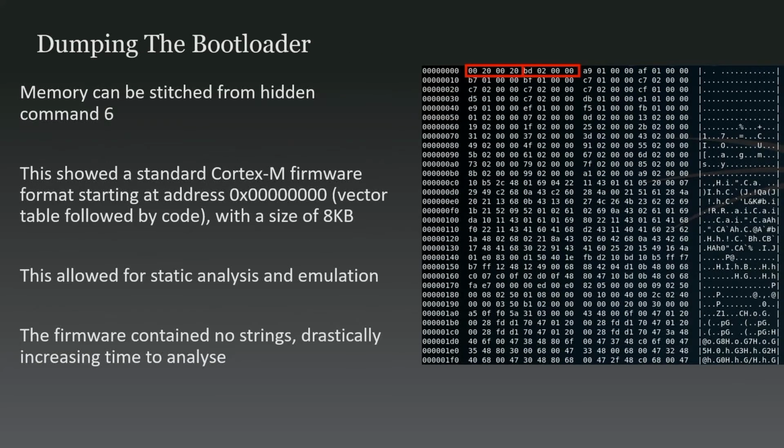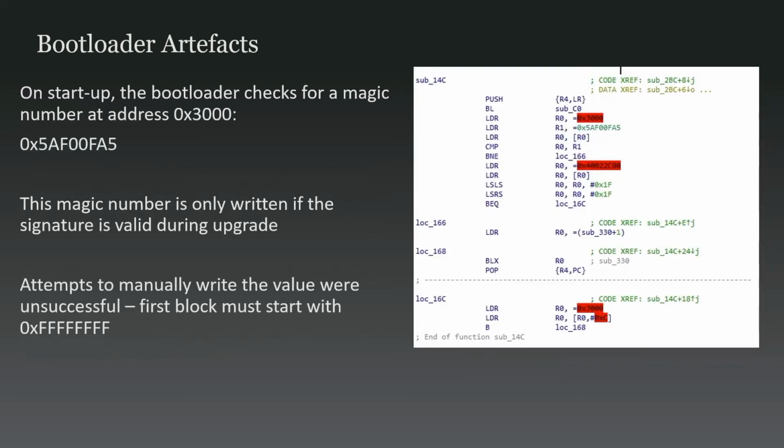I stitched this bootloader together and found that it used a standard Cortex-M firmware format. So the first bytes would be the start of the stack, and the next bytes would be the reset vector used to start up the chip. Looking at these together, I could easily disassemble this in any disassembler I had. However, because this is an embedded firmware, it had very few strings and I'd have to look at everything by hand statically. There are a few interesting artifacts in here.